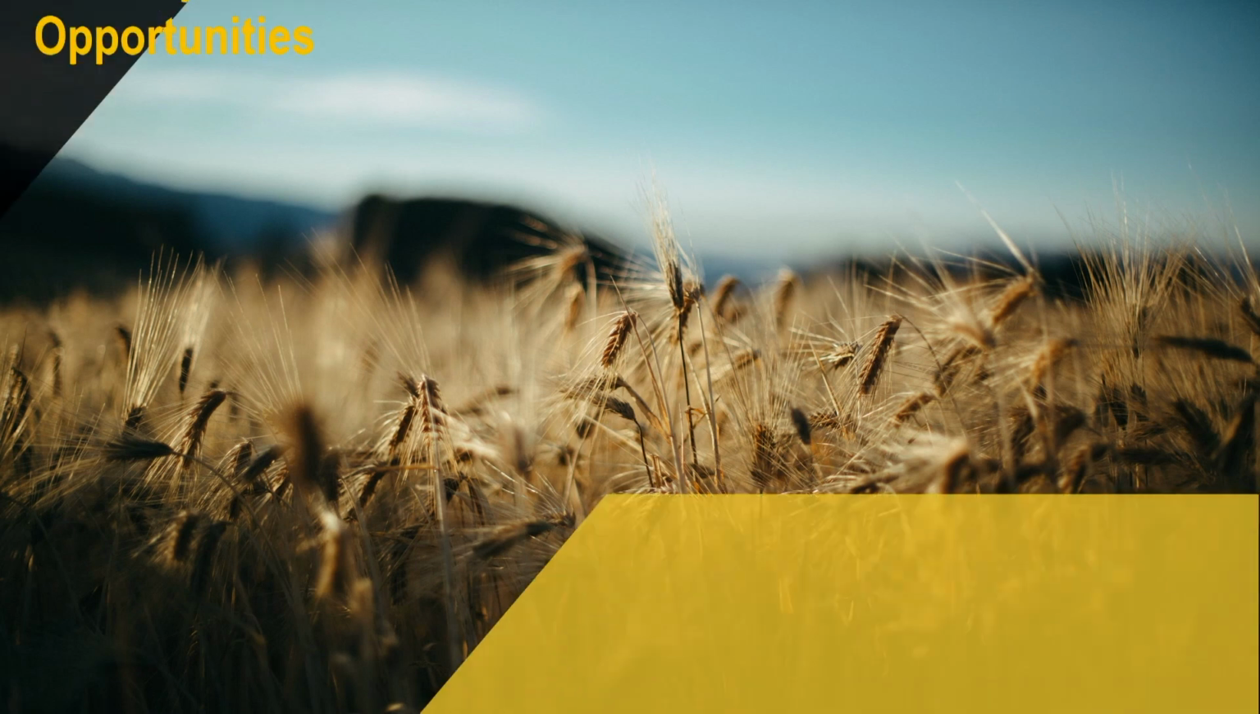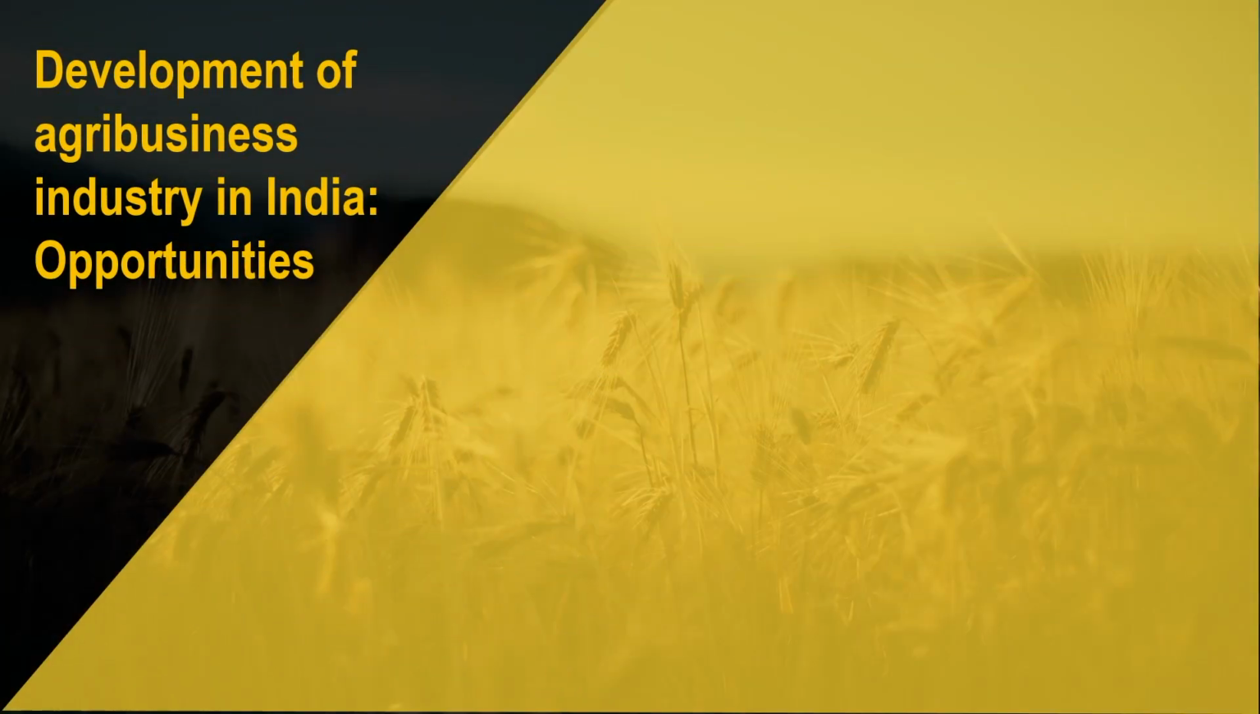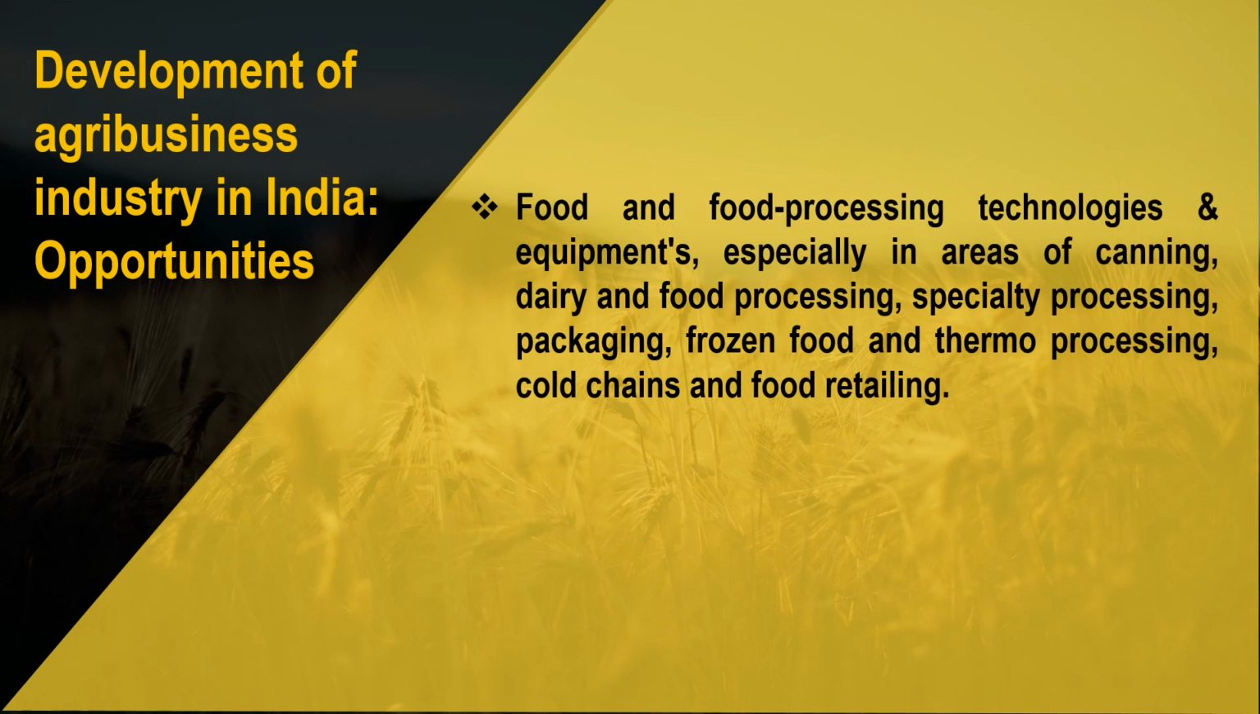Now, what are the opportunities available for developing the agri-business industry in India? Food and food processing technologies and equipment is the major part of agri-business in India. You have to have specialized solutions for canning of products, for dairy and food processing, for specialty processing, for packaging. Frozen food and thermo processing is another field where a lot of work is happening. Cold chains and food retailing is something which is picking up in a big way. Cold chains are required for storage of products.